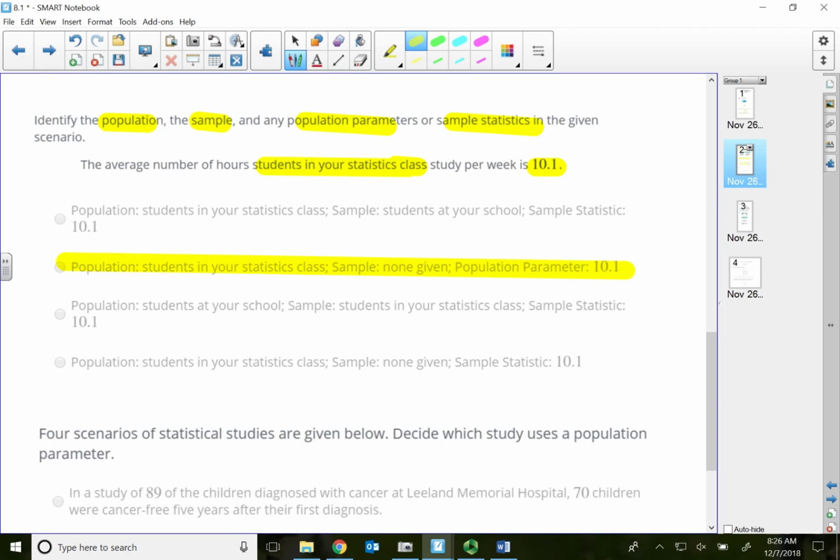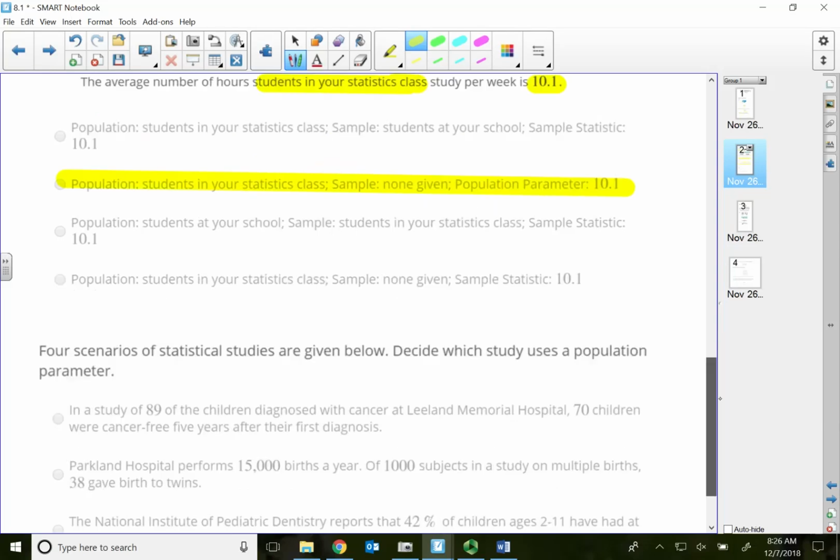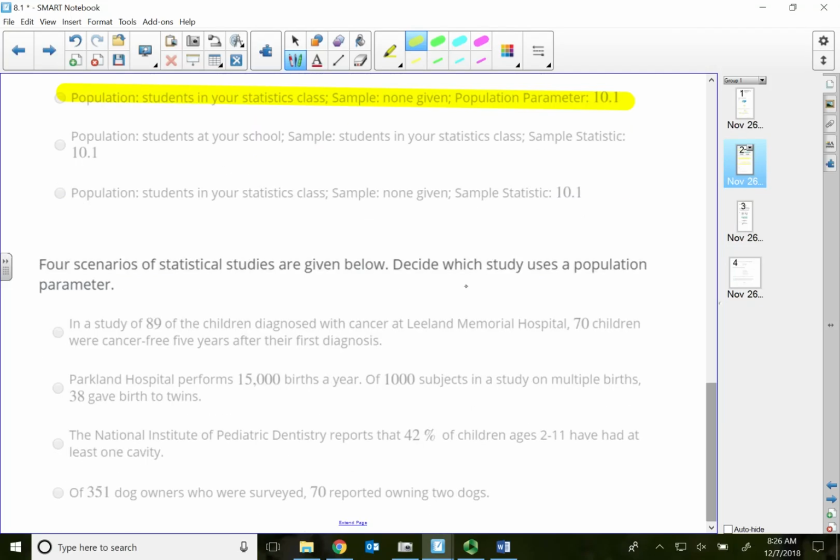All right, let's try another one. 4 scenarios are given. Decide which study uses a population parameter. Let's see if we can figure out the population parameter here. In a study of 89 children diagnosed with cancer, 70 children were cancer-free after 5 years. So 70 out of the 89 children, that 70 has to be the sample statistic.